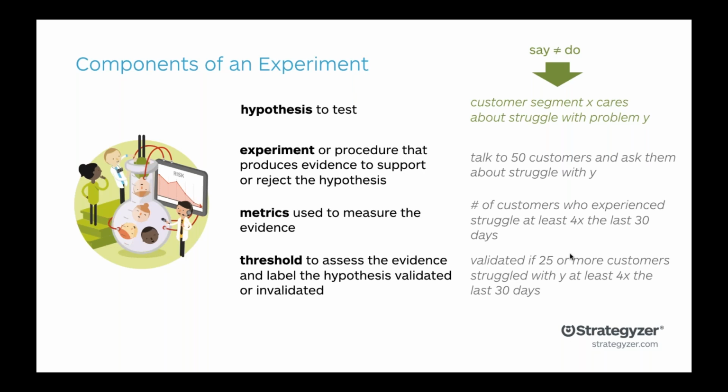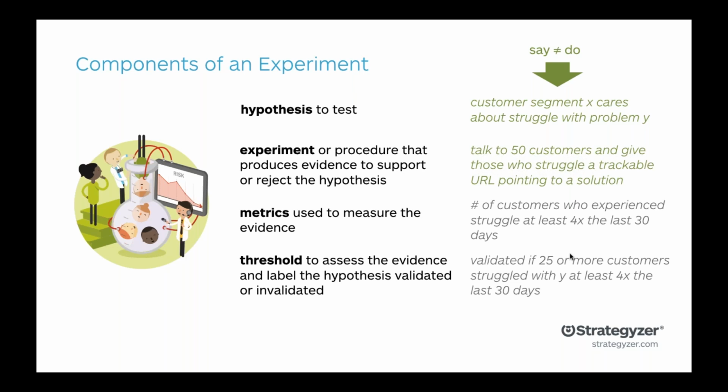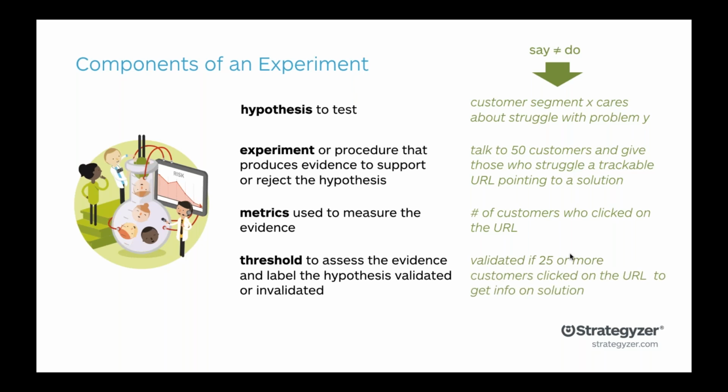And rather than just talking to those 50 customers and asking them about their struggle with Y, why don't we talk to 50 customers and give those who struggle a trackable URL pointing to the solution. So if it's a real problem for you, check out this URL. It's got a great solution. Then our metric will be, of the customers we gave the link to, how many actually clicked on the URL, so our conversion rate. And lastly, we can pick any number we want here, but it's validated if 25 or more customers clicked on the URL to get a solution.